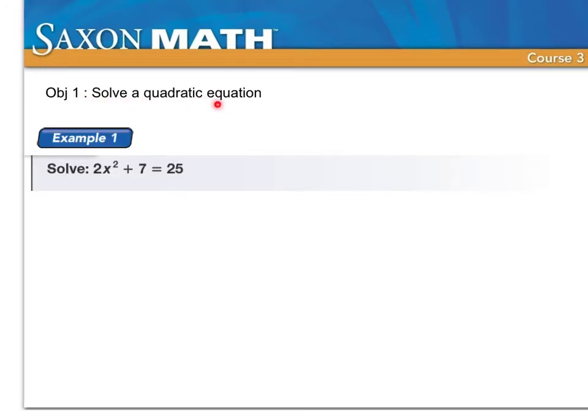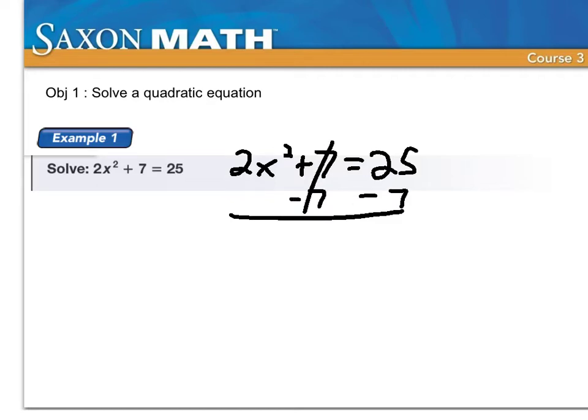Our objective right here is to solve a quadratic equation. Again, this is a quadratic equation because it's got a squared. We are going to solve these the exact same way that we solved regular equations where we had just an x value. So I need to get the x part by itself, my 2x squared. I'm going to subtract 7 on both sides and get 2x squared equals 18, because 25 minus 7 is 18. Now again, I need to get the x part by itself. They took it times 2, so I'm going to divide by 2. I get x squared equals 9.